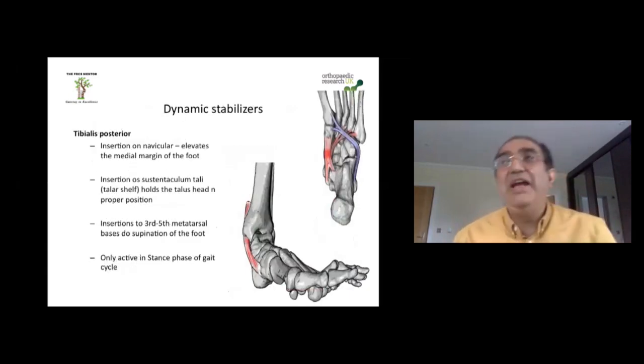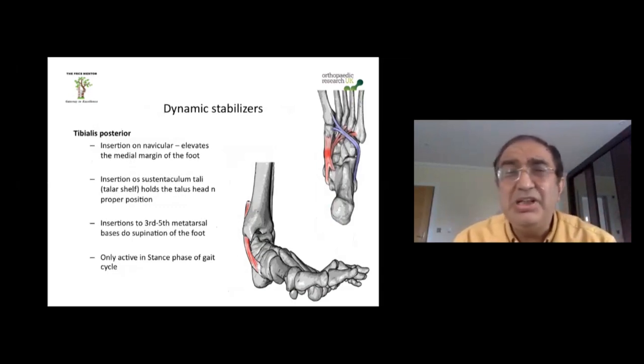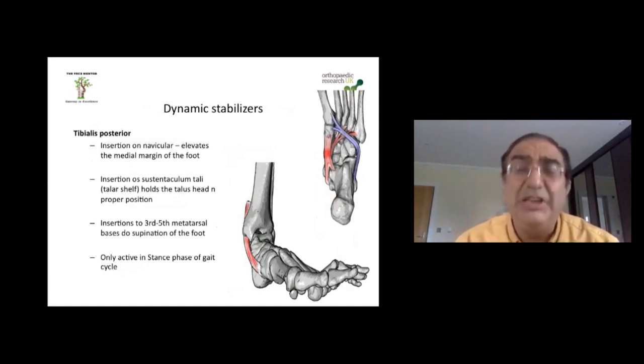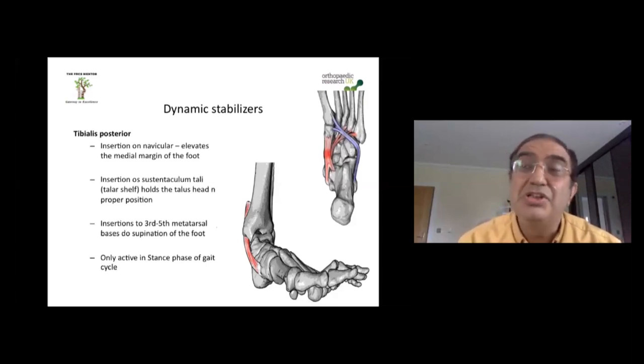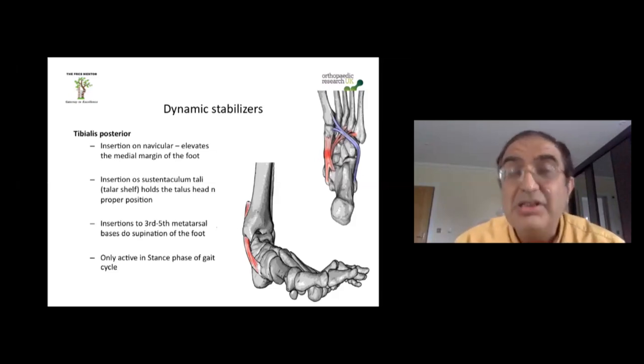So then, of course, the dynamic stabilizer. The dynamic stabilizer, as I said, is the tibialis posterior. As everyone would know, tibialis posterior inserts to all the bones of the foot except the talus. And every insertion of the tibialis posterior has got a role to play. Its insertion on the navicular is to elevate the medial margin of the foot. Its insertion on the sustentaculum tali is to support the talus. Its insertion to the third to the fifth metatarsal is to supinate the foot. So basically, all three parts have a role in supinating as well as elevating the medial arch.